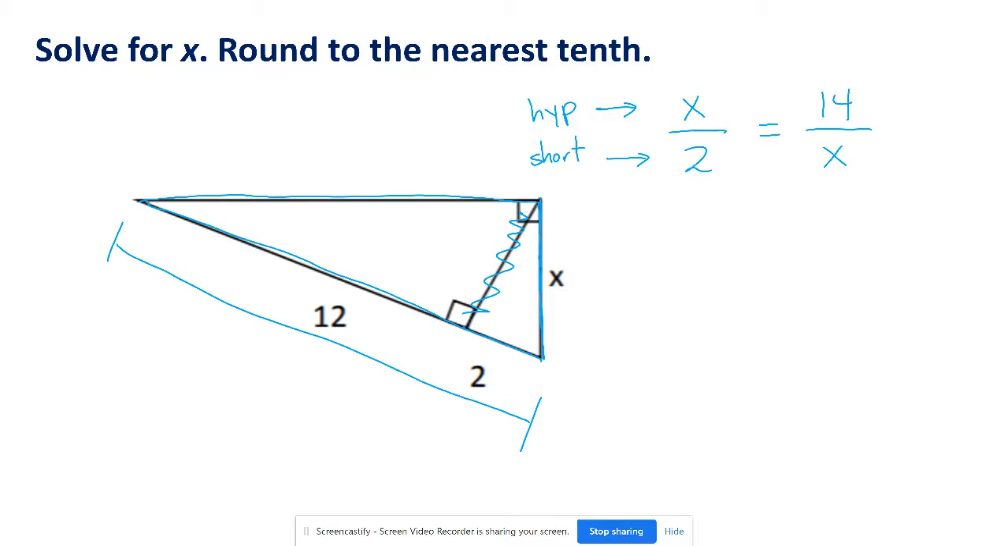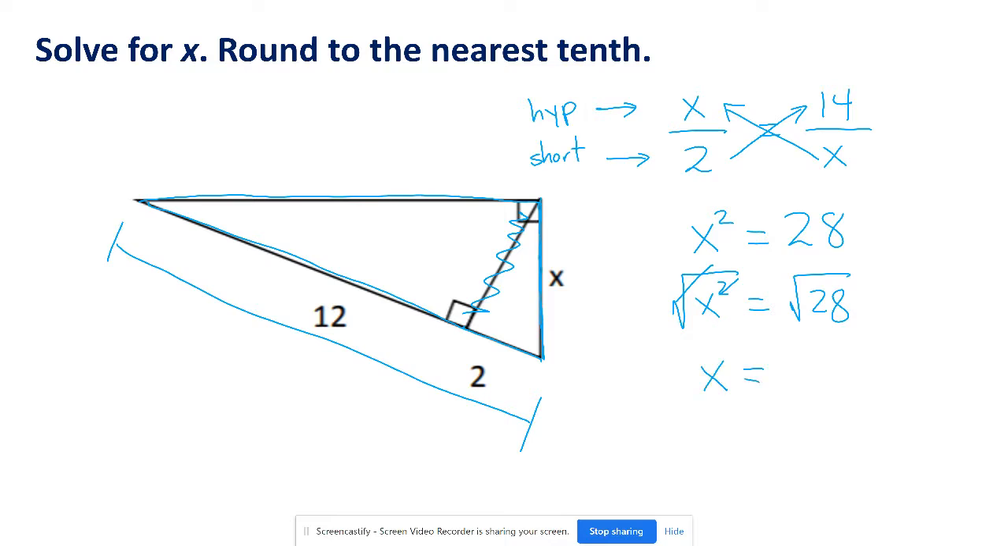So now I've got it set up. Hypotenuse over the shorter leg equals hypotenuse over the shorter leg. I will cross multiply. I will get x squared equals 2 times 14. That's 28. I will take the square root. That gives me x. Again, you would have to go to a calculator and punch in square root, hit the little square root button and type in 28, and you should get approximately 5.3. So x is about 5.3.